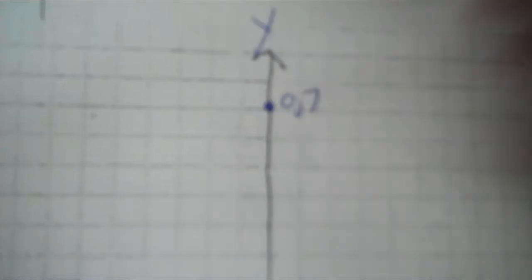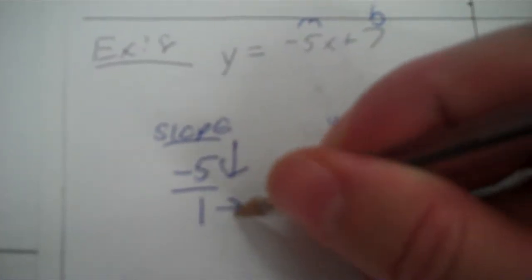Y equals negative 5x plus 7. So mx plus b. Y equals mx plus b. Slope and y-intercept. Y-intercept's 7. So we got (0, 7). Slope, you got negative 5. You need to make that a ratio with a 1. So I'm going to go down 5. And you always notice I'm moving to the right every time. So down 1, 2, 3, 4, 5, right 1.